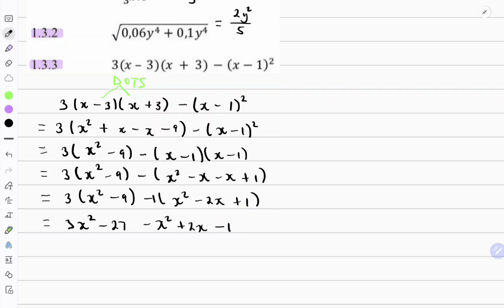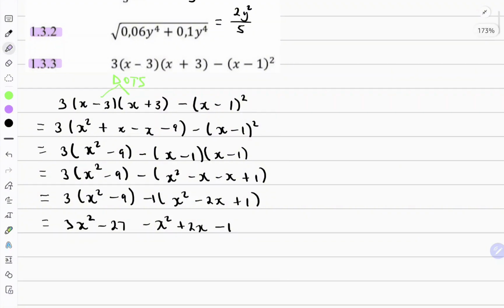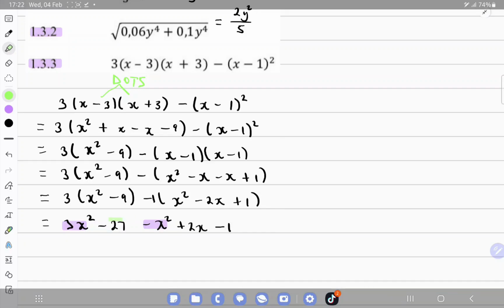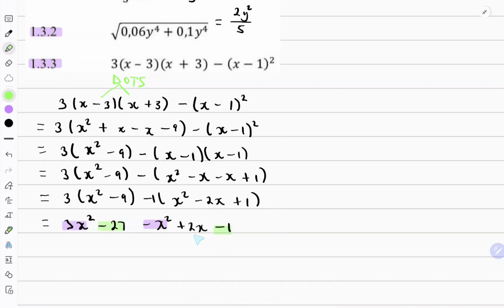Now you can just add and subtract like terms, but what I like to do is highlight the terms that are alike. So the constants are alike here, and 2x is standing by itself. So 3x squared minus x squared is 2x squared plus 2x minus 28.